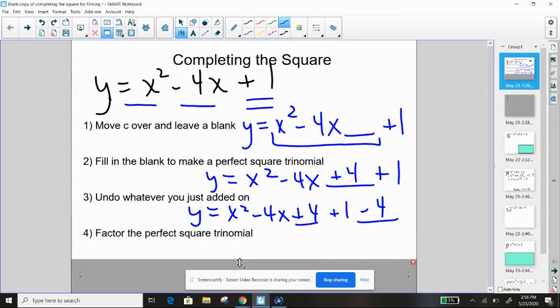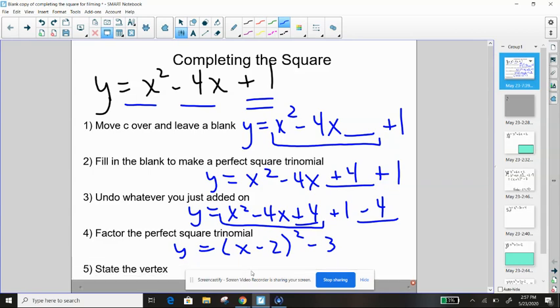Step 4, I'm going to factor the trinomial, which we know factors to x minus 2, x minus 2, because I'm a pro at factoring perfect square trinomials. And if you need to go back and practice with that other video, do so. And then I get 1 minus 4 is negative 3. And now it's in this super nice format. All those really strange steps led me to a parabola whose vertex I know is 2, negative 3. And then graphing it is pretty nice.